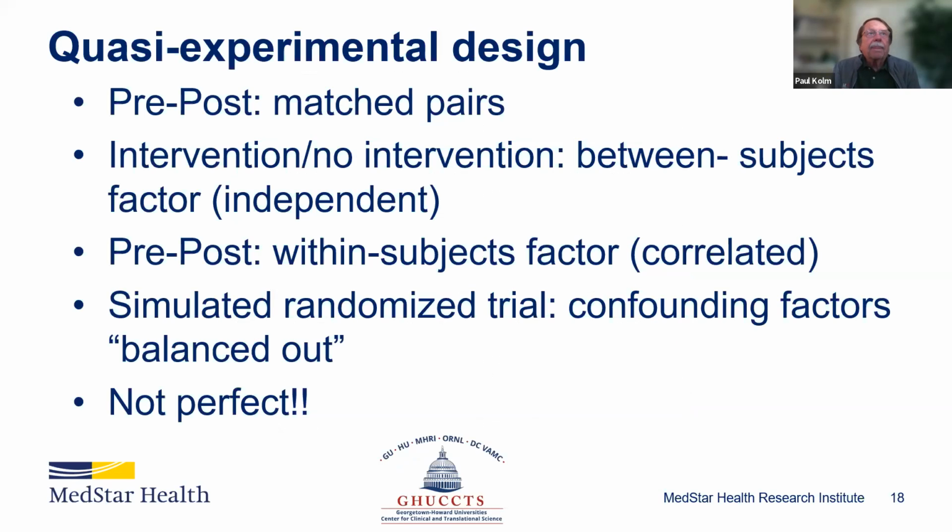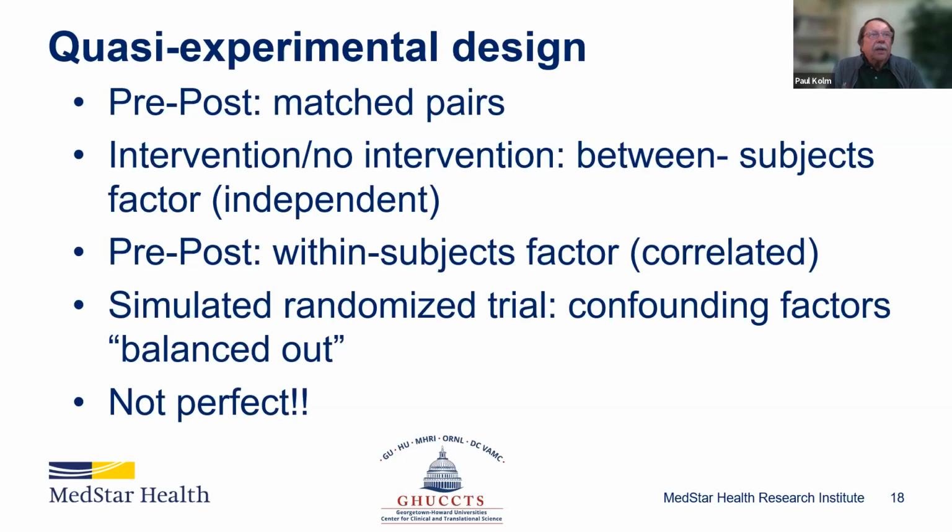So in this case, we have pre-post match pairs. The intervention, no intervention is our variable that we want to determine if it makes a difference in birth. In this case, birth weight is the outcome. And so this is what we call our between subjects factor.